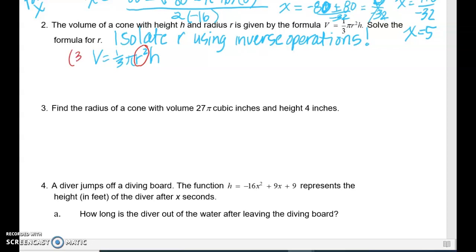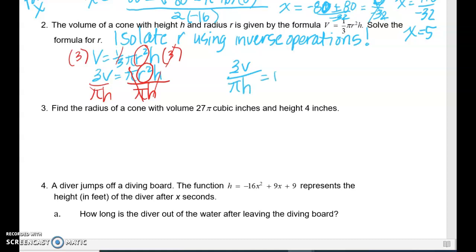So I'm going to start by multiplying by the reciprocal of 1/3 on both sides. If I multiply 1/3 times 3, remember the product of those two is 1. So that eliminates the fraction from the right hand side. Now I have 3v is equal to pi r squared times the height. Okay, so if I want to get the r by itself and I'm multiplying by pi times the height, then using an inverse operation, I would divide both sides by pi times the height. So pi over pi cancels here, and the height over the height cancels. So now I'm left with 3v over pi times the height equals the radius squared.